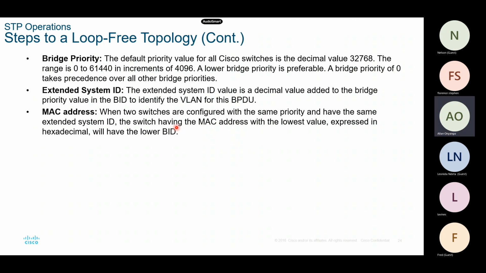Now, the extended system ID is always the priority plus the VLAN your switch has. All right. Guess which VLAN all switches have by default? VLAN 1. So the extended system ID of your switch will normally be 32,769, which means you take the default priority plus the default VLAN, which is 1. So 32,768 plus 1 is 32,769. You just add the VLAN 1. If a switch has VLAN 20 or VLAN 2, you just add the 2 on top of the default priority to get the extended system ID.